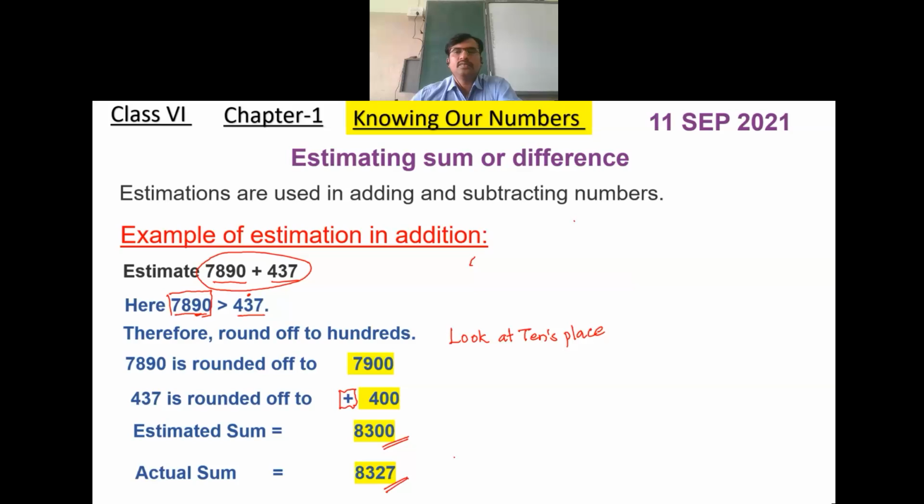Actually, if you do the sum, 8,327 will be there. But in the estimation, we have to round off using a logic. What is the logic? We have to look at both the numbers. Here, a 3-digit number and a 4-digit number are there. The smaller one is 437, so we round off to the nearest hundreds. Hope this is clear to everyone.